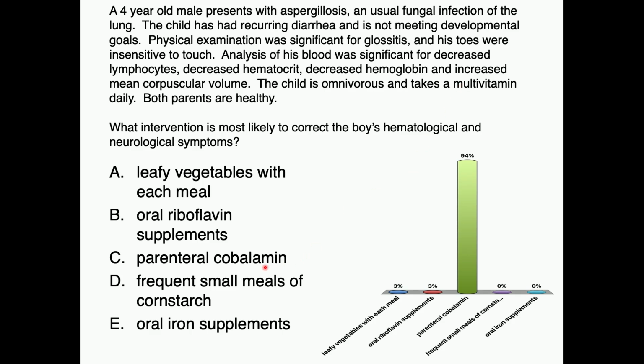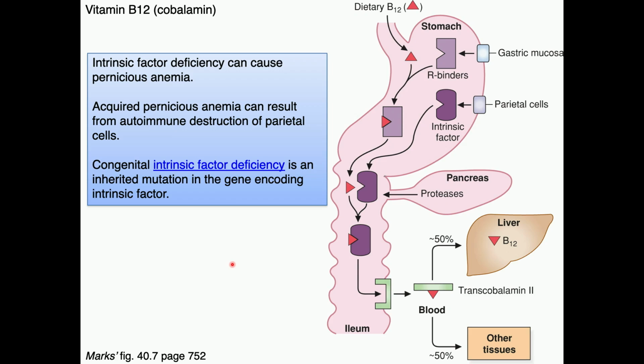So of the choices then, I think the parenteral cobalamin would be the best choice. And if the symptoms resolve then the implication is that the child had a problem with absorbing dietary vitamin B12. And this would be consistent with an inborn error of metabolism that results from mutations in the gene that encodes for intrinsic factor.